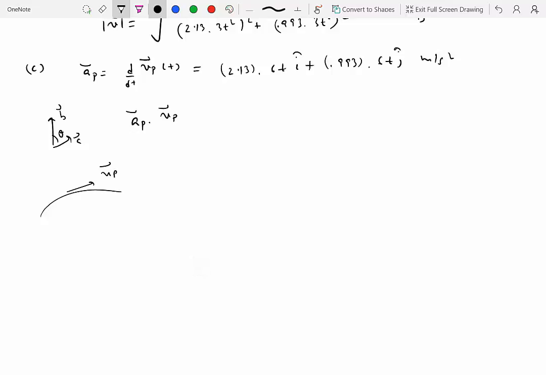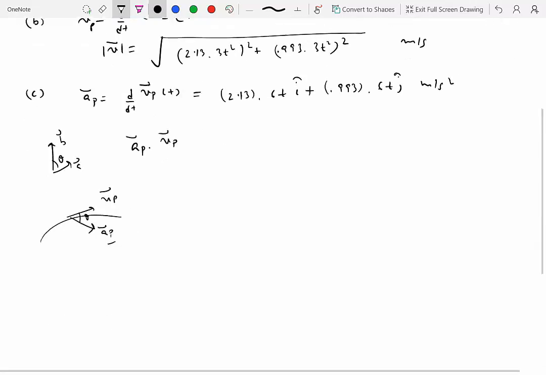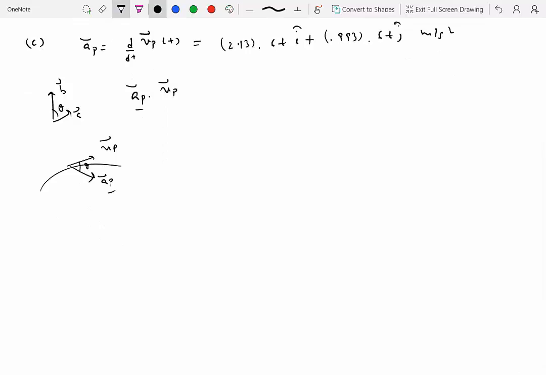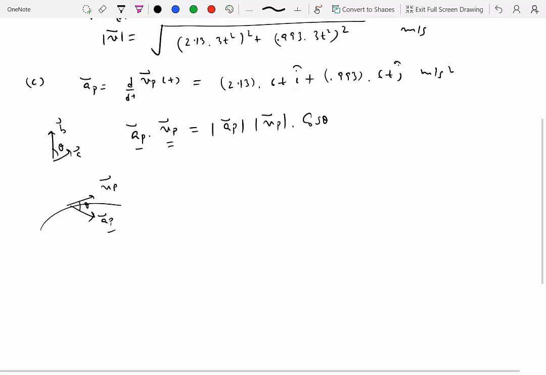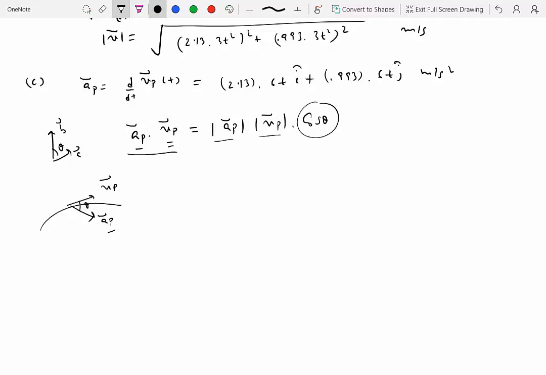That's VP, and acceleration could be, let's say, pointing this way, and we are looking for its orientation of acceleration with respect to the trajectory, right? With respect to the path. So AP dot VP, AP is known, VP is known. So this would be equal to magnitude of A, magnitude of V times the angle between the two. So you take the dot product on the left hand side, you write the magnitude of acceleration, you write the magnitude of velocity, and that would give you cosine of the theta. You do a cosine inverse, and that would give you theta from that. Okay.